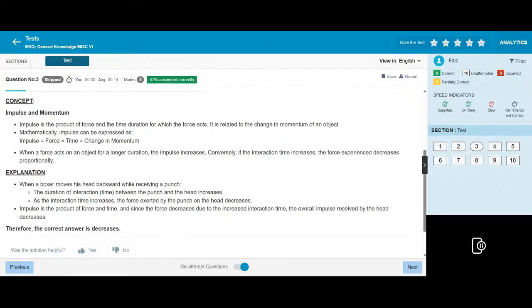When a boxer moves his head backward while receiving a punch, the duration of contact time between the punch and the head increases. As the reaction time increases, the force exerted by the punch on the head decreases. Impulse is the product of force and time. As the force decreases due to the increasing reaction time, the velocity of the head decreases.